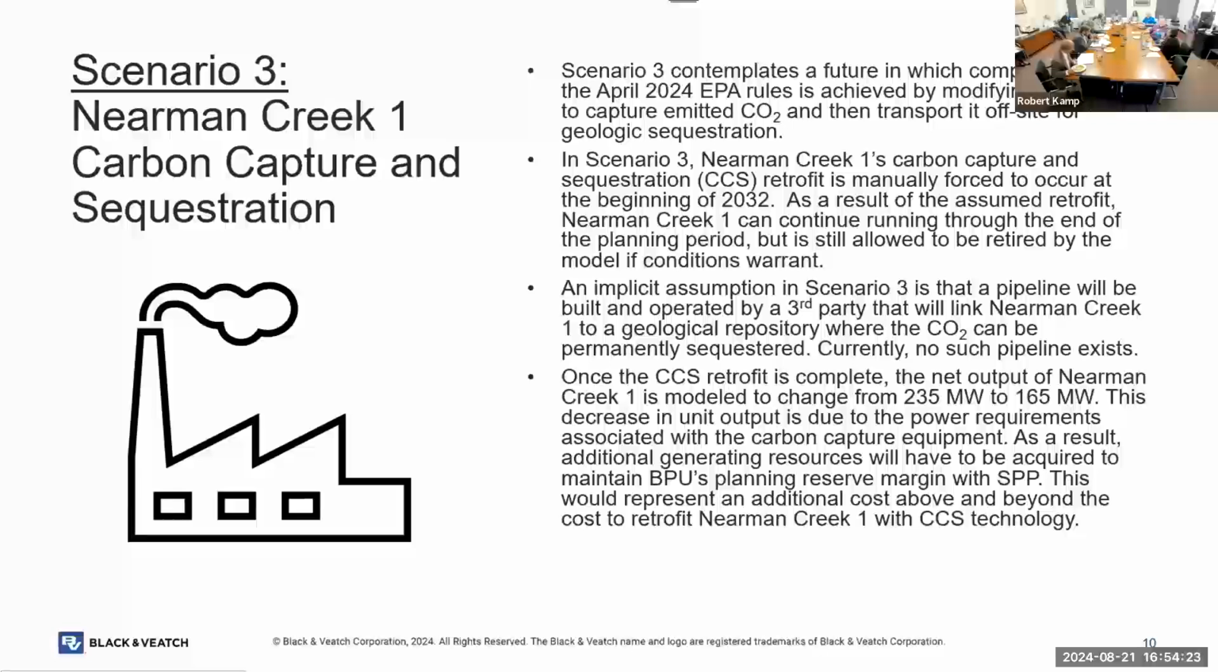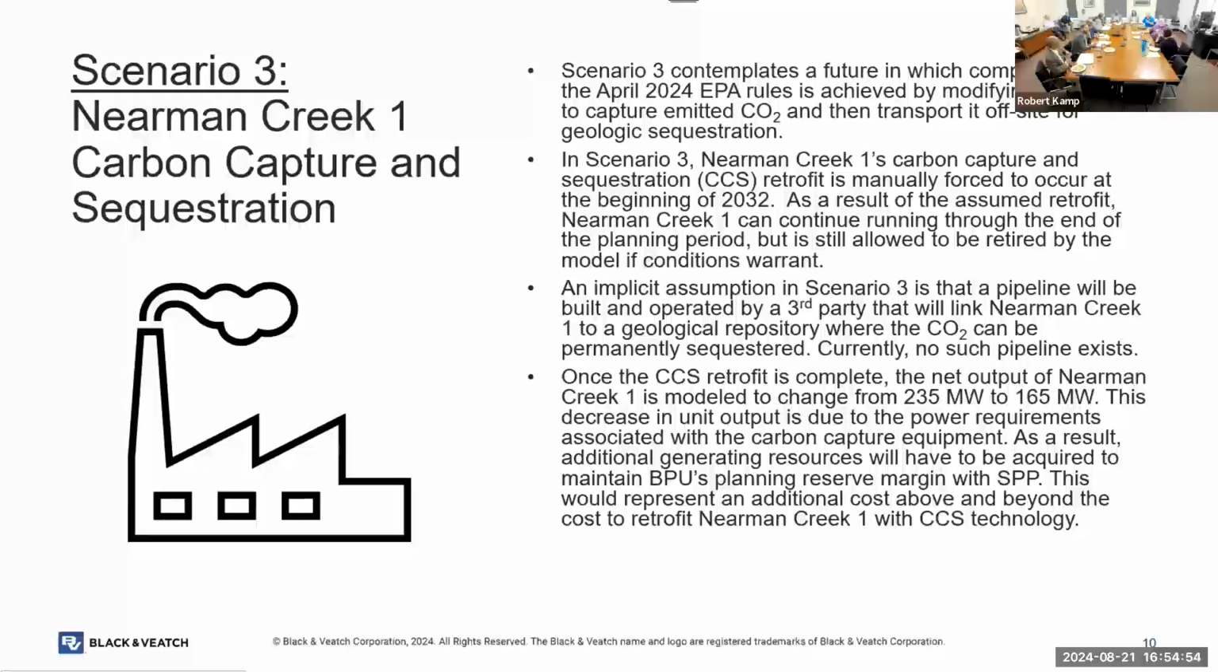So once within the model the carbon capture retrofit is complete, one of the things that has to be considered is the net output of Nearman Creek One will be reduced. In the model, we reduce it from 235 megawatts where it's at today down to 165 megawatts. This is due to the power requirements for all the equipment that would need to be operated to run the carbon capture system.